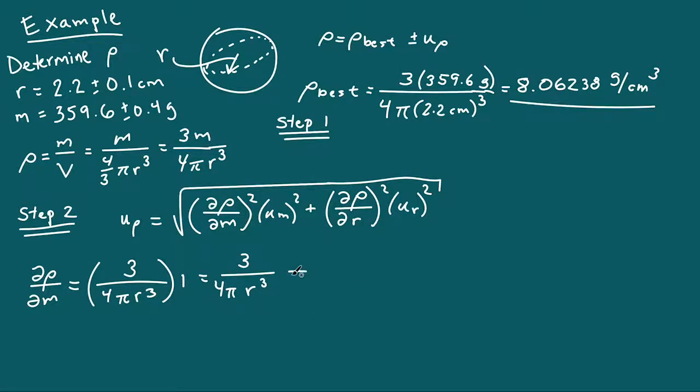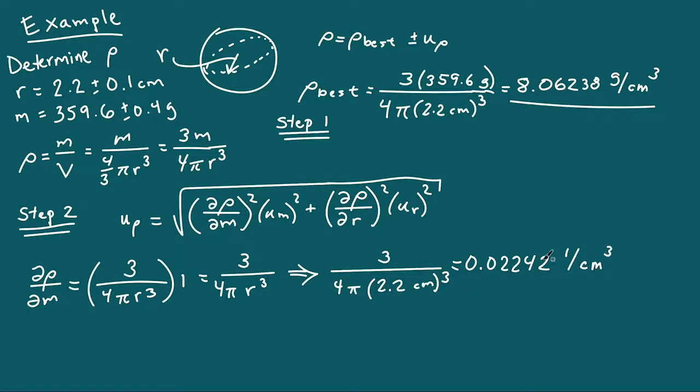And we can plug numbers in for that. We would get 4 pi. So the radius is 2.2 centimeters cubed, 3 in the numerator. So plug that in the calculator, and I get 0.02242, and the units for that are 1 over centimeters cubed.